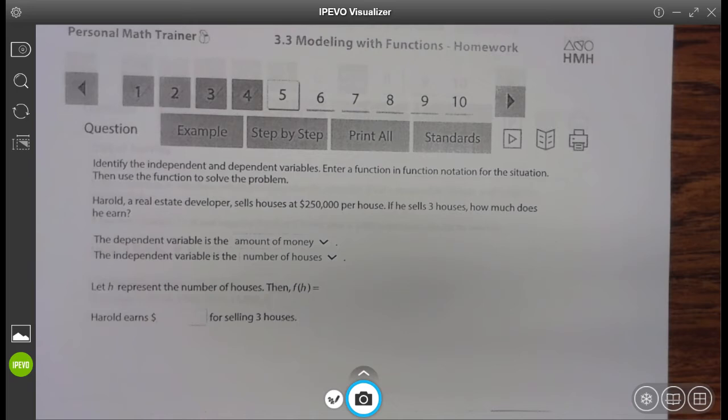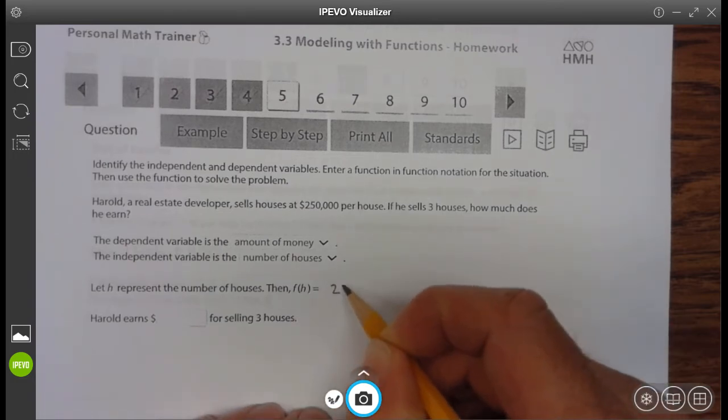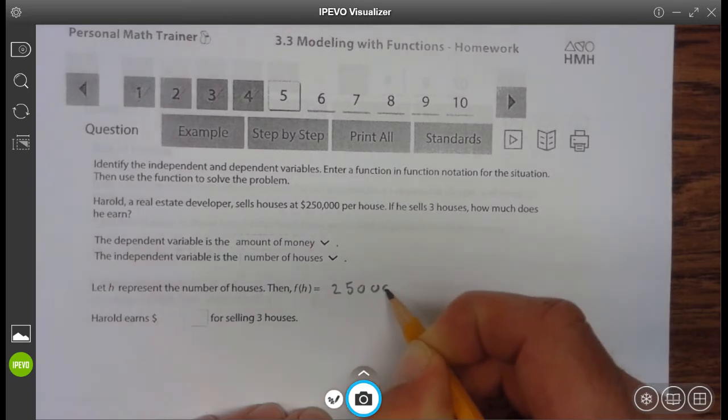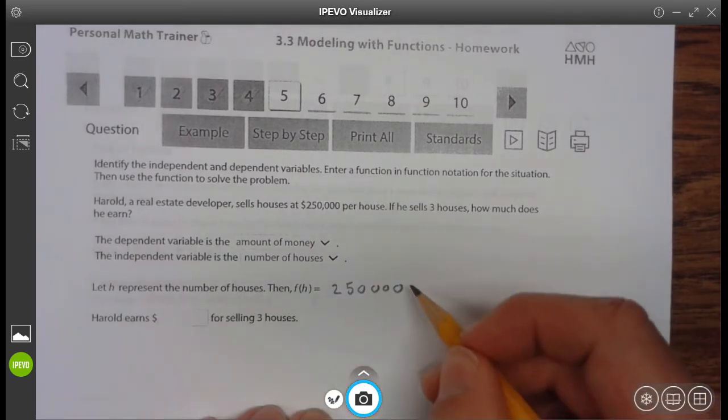Example 5. Identify the independent and dependent variables. Enter a function in function notation for the situation. Then use the function to solve the problem. Harold, a real estate developer, sells houses at $250,000 per house. If he sells 3 houses, how much does he earn? The dependent variable is the amount of money. The independent variable is the number of houses. Let h represent the number of houses, then f of h equals 250,000h.